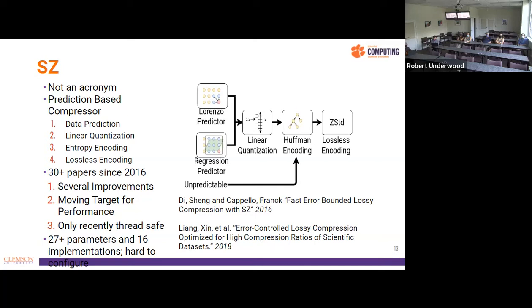SZ operates by predicting, in essence, using one of two prediction schemes, the data that will appear next in the stream of points that is being compressed. And by making predictions about what those points are, we can essentially discard the information for points that we can easily predict. Now, what happens if our prediction is false? Well, if our prediction is false, we just store the data as it was from the original stream. There's no harm in doing that. We store it as unpredictable data.